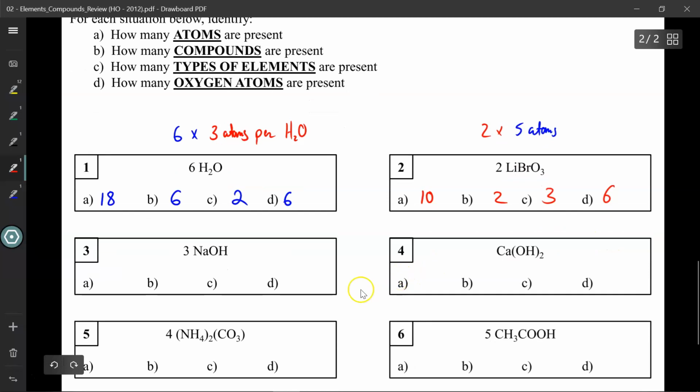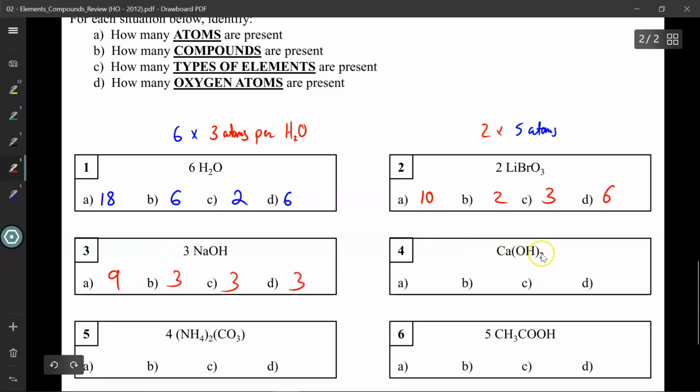All right, let's do these other ones real quick. Atoms, there are 3 in sodium hydroxide, 1, 2, and 3, times 3 of them all together gives you 9. How many compounds are there? Well, that says 3. 3 sodium hydroxides, 3 compounds. How many types of elements are there? Sodium type, oxygen type, hydrogen type, so 3. Finally, how many oxygen atoms? 3 times 1 oxygen, 3.